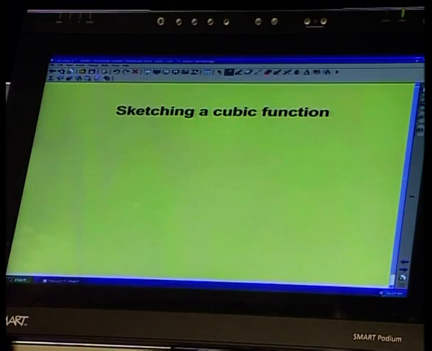We are going to now talk about sketching a cubic function. Now, sketching a cubic function involves certain steps. And basically, I'm going to outline them for you because it's quite important to understand. The first thing I would always do when I'm thinking of sketching a cubic function is I would discuss the shape.